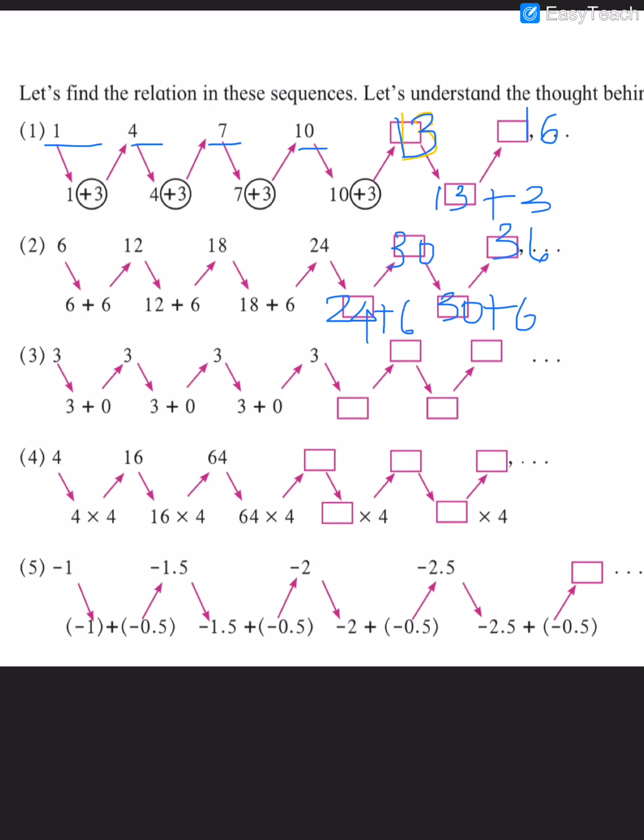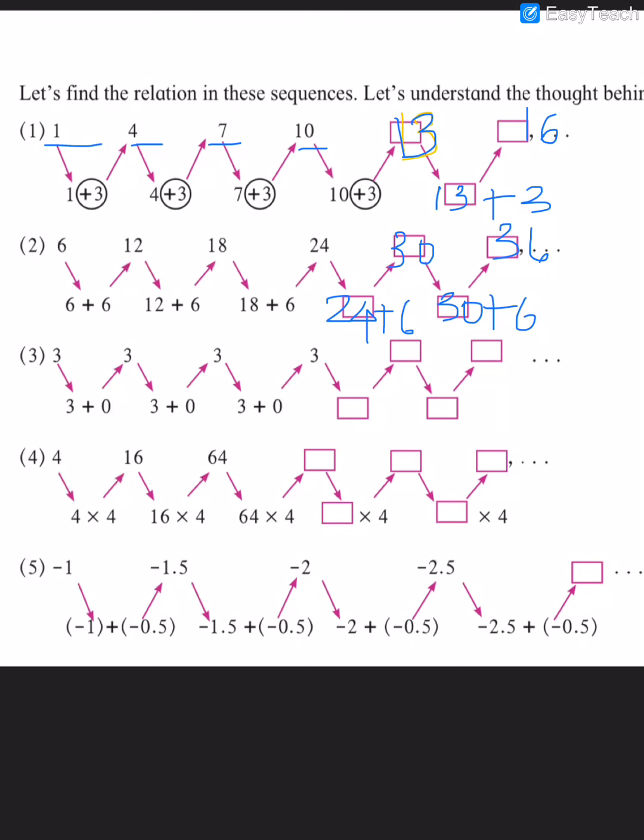So go to the third question. The terms are 3, 3 and 3. Here what is the difference between 3 and 3? 3 minus 3 is 0. So 0 is added to all terms: 3 plus 0 is 3, 3 plus 0 is 3. So the increase is 0, which means no increase in the terms. The terms are just repeating.